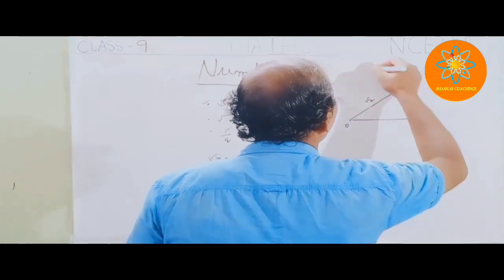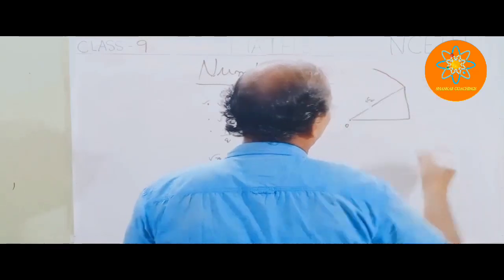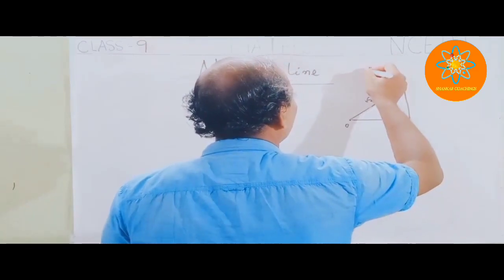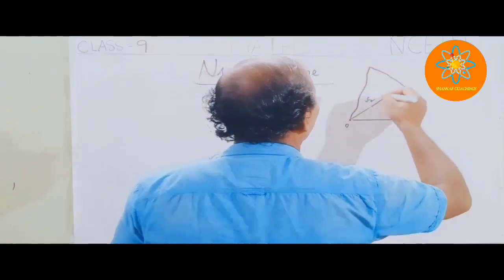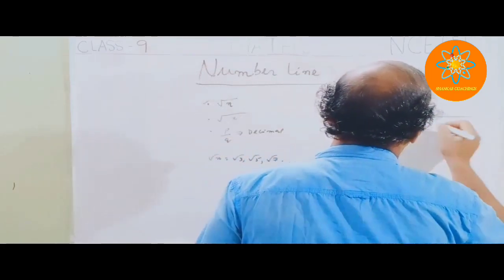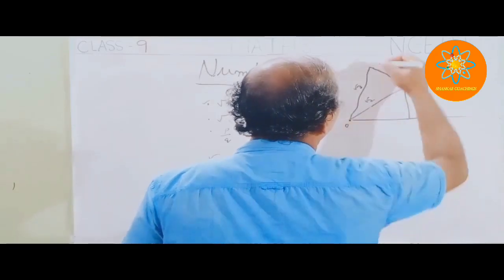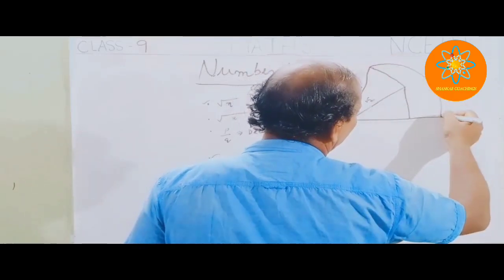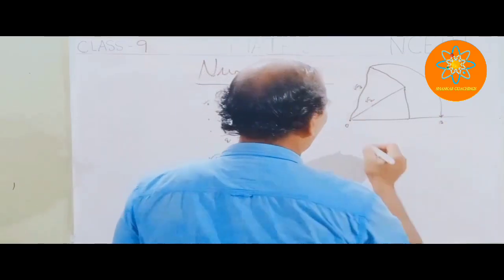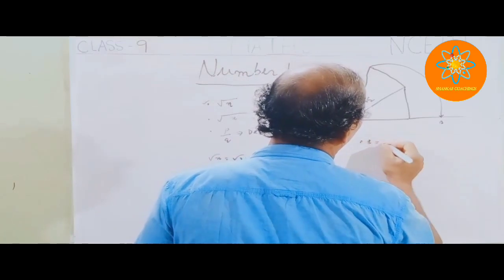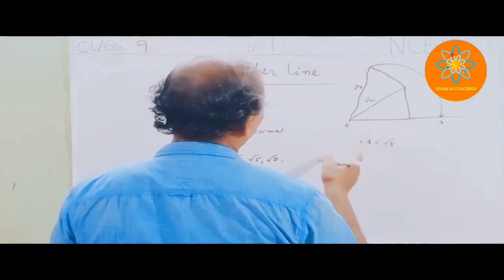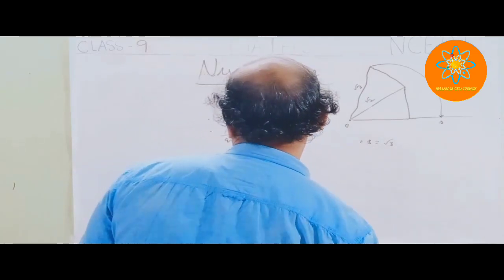Then from root 2, again we draw 1 unit more. If we draw 1 unit more, this is the value of root 3, and we want to represent it on the number line. So taking this as a center, I make the arc from here to here. This point is your B. So OB is equal to root 3.